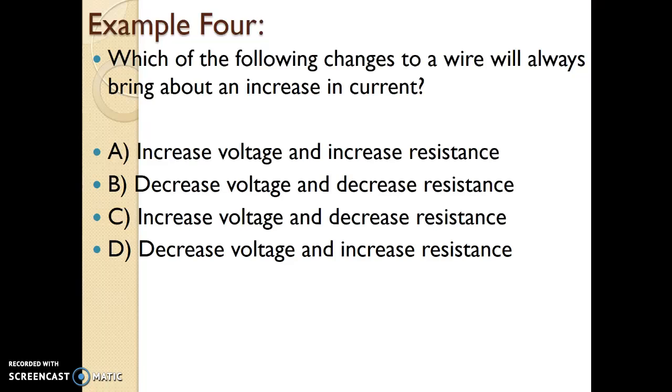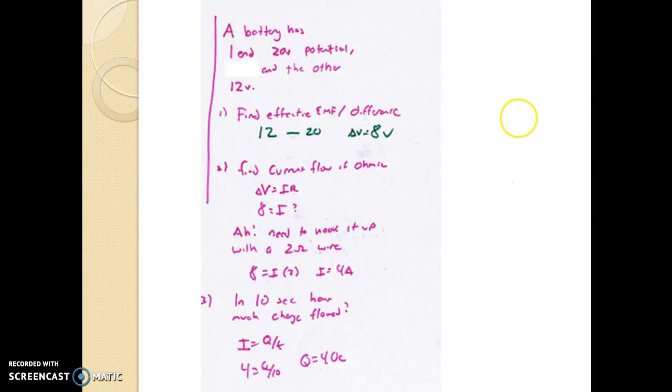So right now you should learn about the flow, the push, and the resistance. I did a little example here just to kind of show you what I'm talking about mathematically. A battery has one end being 20 volt potential and the other end is 12 volt potential. First of all, find the effective EMF, aka the difference. Well, 20 and 12 gives you a change in voltage of 8 volts. That's how much you actually have to work with. That's the height difference. That's the voltage difference. Find the current flow if ohmic.